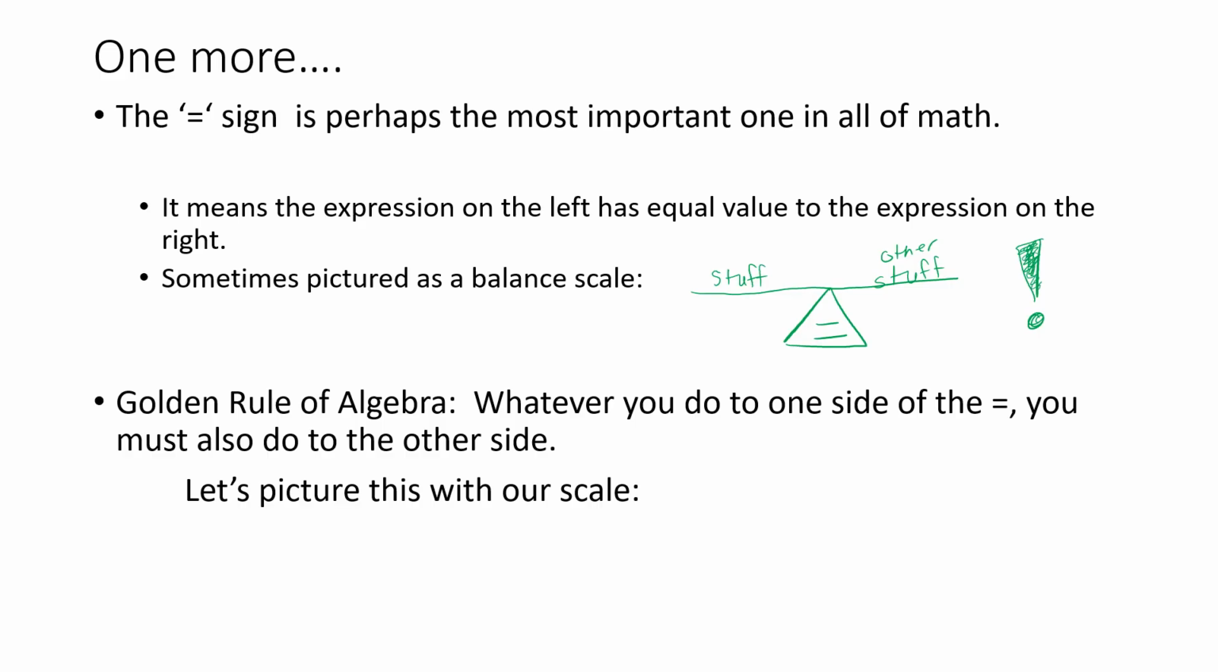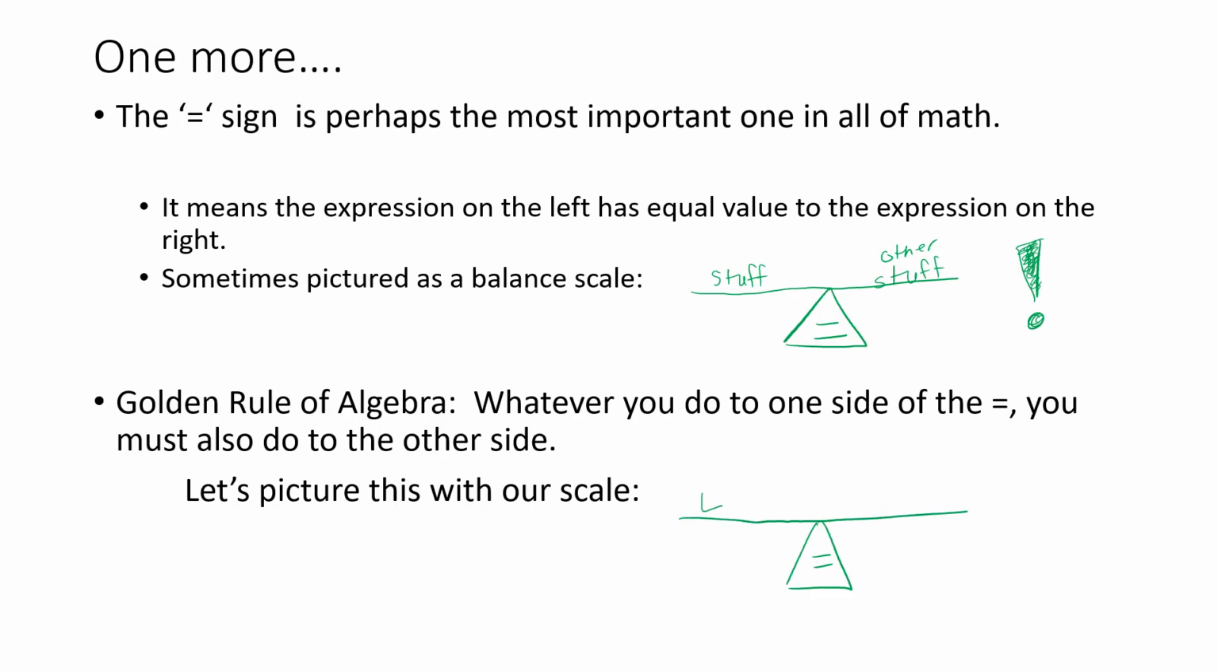Now, the golden rule of algebra is this: whatever you do to one side of the equal sign, you must also do to the other side, because the equal sign means that what's on the left is balanced with what's on the right. So if you do some stuff on the left side of the equal sign, you have to do exactly the same thing to the right side, or else it will no longer be balanced. So let's take a little moment to visualize this with the scale here.